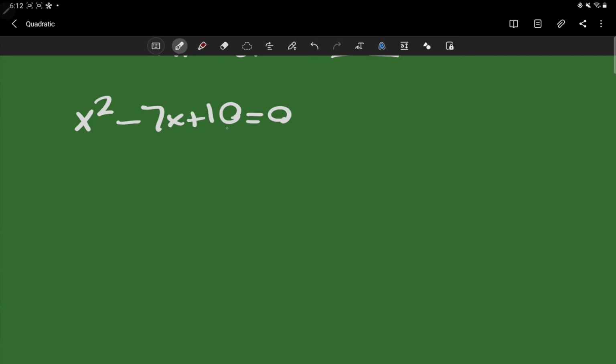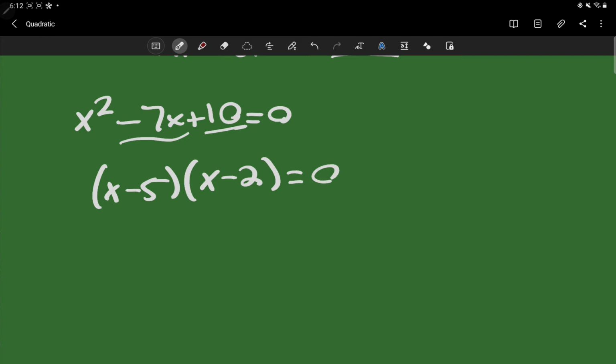Now, this is very simple. If you've ever taken Algebra 1 before, you know there's a process to it. We try to find what numbers multiply to 10 and add to negative 7. If you think about it for a second, well, negative 5 and negative 2 would work for this one. And we can set that equal to 0. If you were to FOIL that out, you get the exact same thing as before.